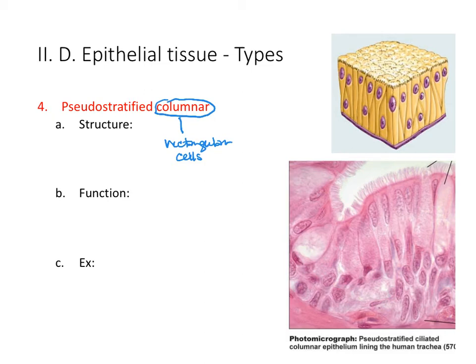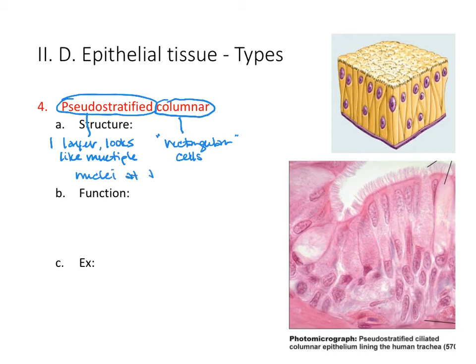Pseudostratified here tells me that I'm going to have that false stratification. So I'm going to have one layer of cells that looks like multiple. And the reason that it looks like multiple is that these rectangular cells are going to have nuclei at different levels. And some of the cells are probably going to be shorter than others, but all of them will rest on the basement membrane. So let's look at the cartoon picture.